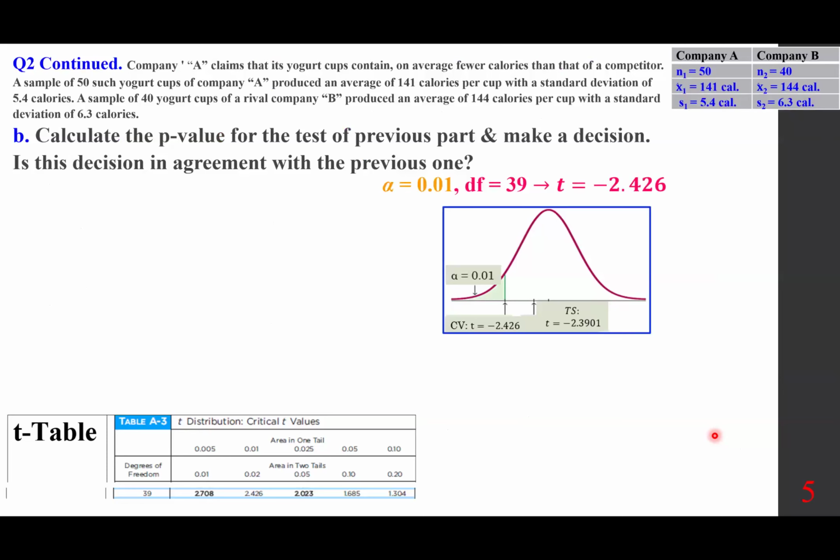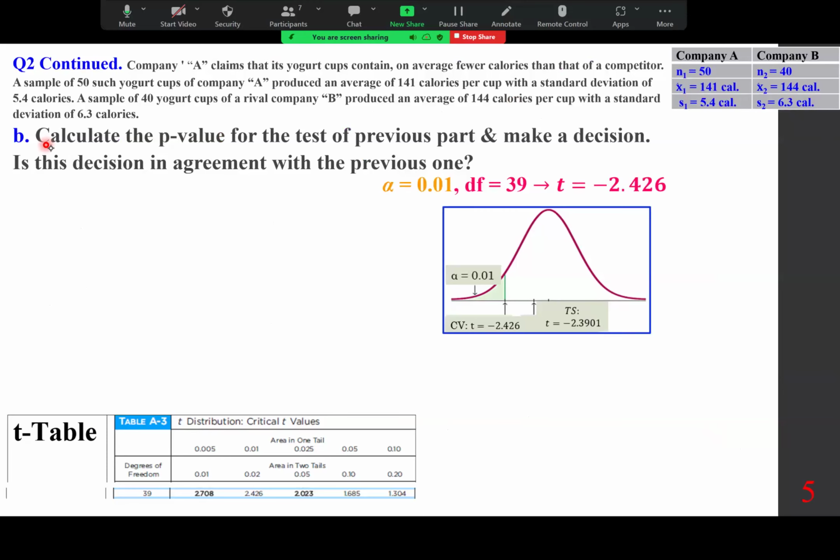We're going to continue with the same question. Part B, calculate the p-value for the test of a previous part and make a decision. Is this decision in agreement with the previous one? Here's the information from the previous part. Here's the alpha. Here's the degrees of freedom. Here's the t, minus 2.426.